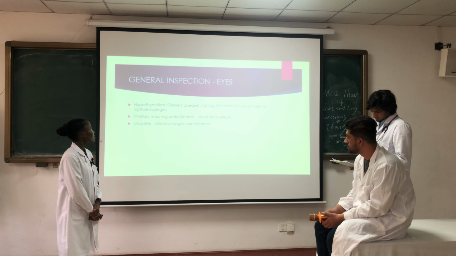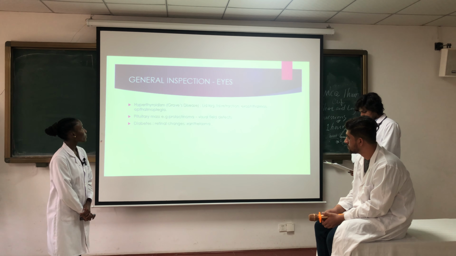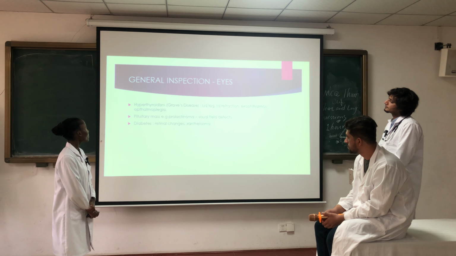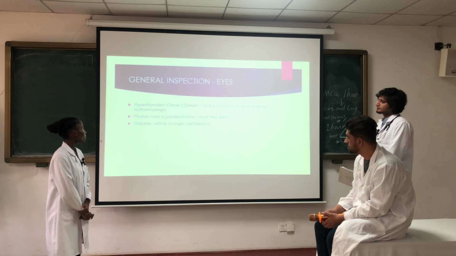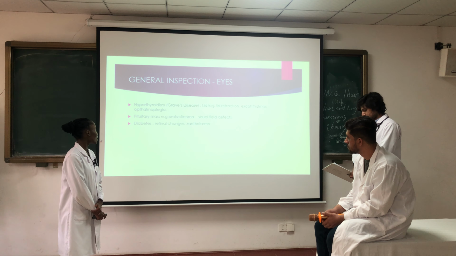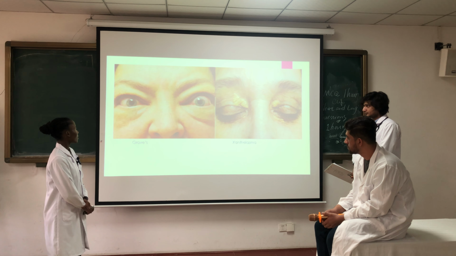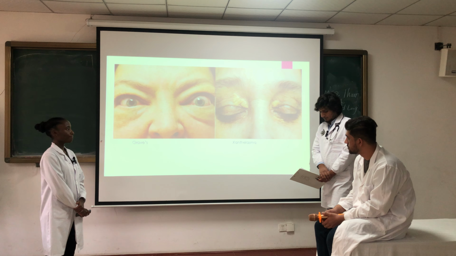General inspection of eyes: in hyperthyroidism or Graves' disease, you're going to have lid lag, lid retraction, exophthalmos, and ophthalmoplegia. In pituitary mass, e.g. prolactinoma, there are visual field defects. In diabetes, there are retinal changes and xanthelasma. These are the pictures showing Graves and xanthelasma.